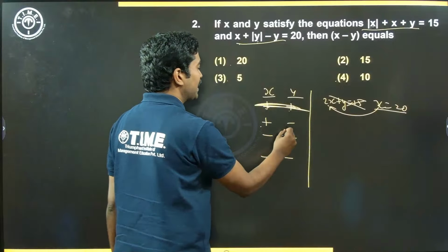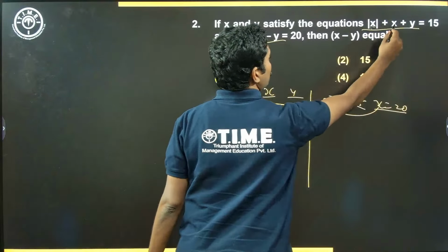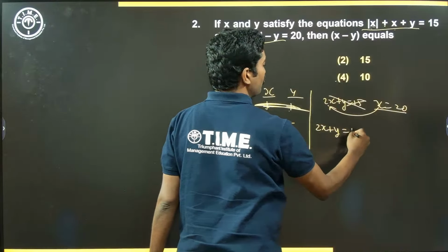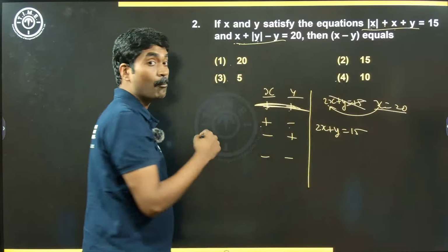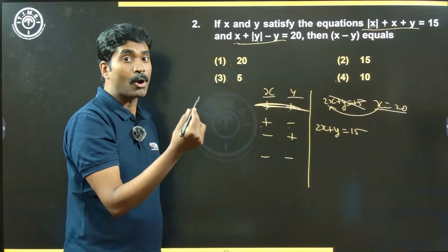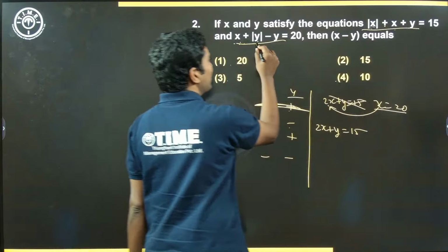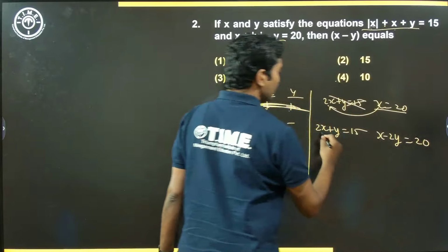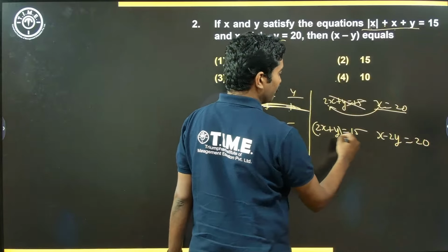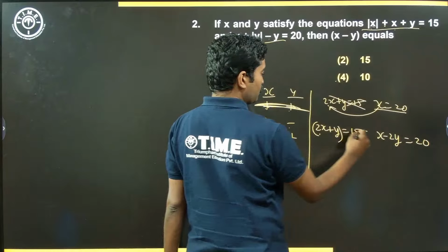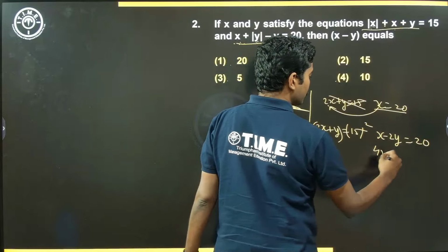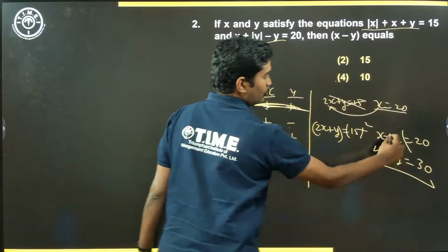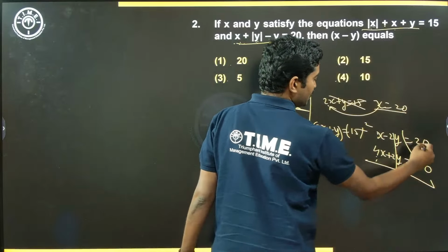What about the second case? X is positive, y is negative. The first equation is 2x plus y is equal to 15. In this one, x plus mod of y, since y is negative, mod y will be minus y. So x minus y minus y, x minus 2y is equal to 20. Two equations, two unknowns. Let's multiply the first by 2: 4x plus 2y is equal to 30. Add the two, y cancels. 5x is 50.